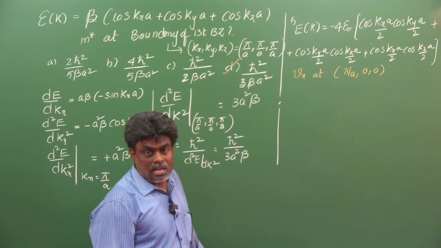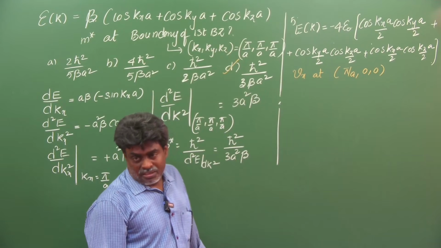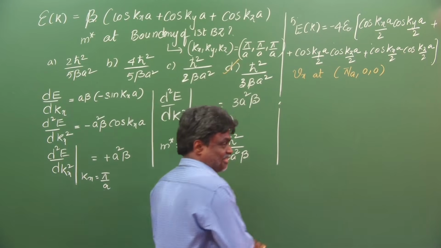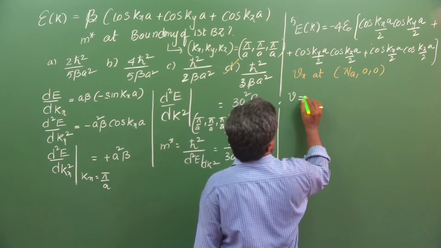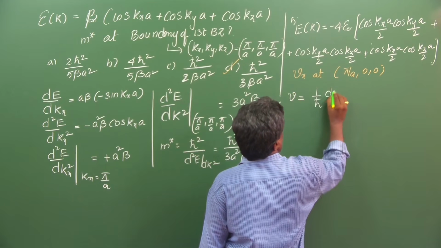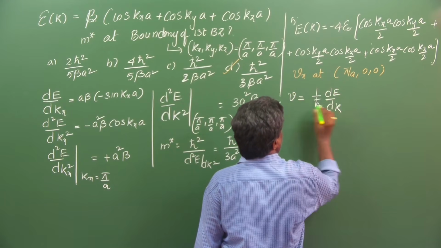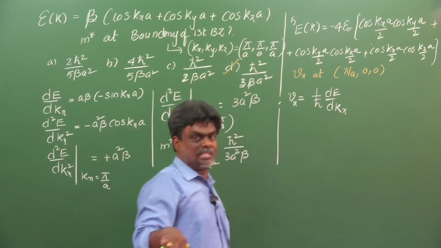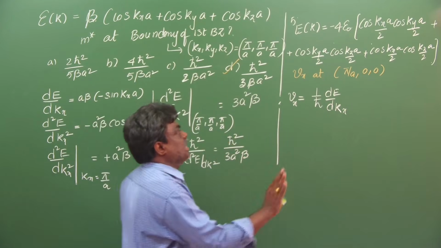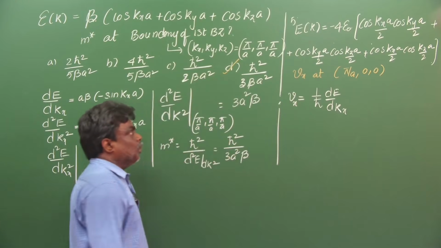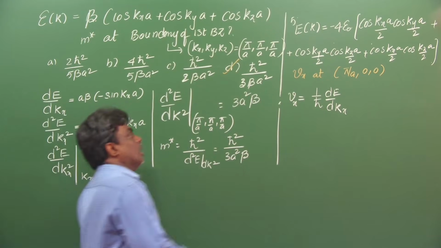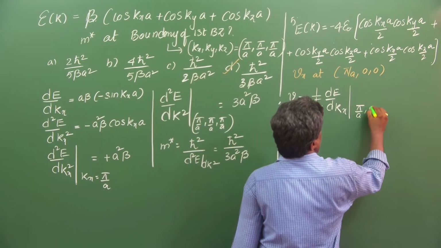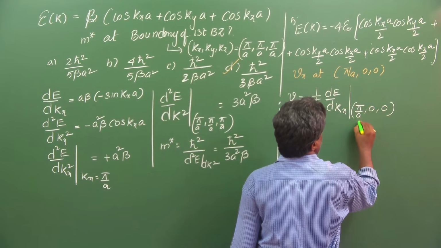He is not asking m star. Velocity equal to 1 by h cross dE by dk. Which component? X component. That's why you have to differentiate only with respect to kx, keep ky, kz as they are. Only the kx term differentiate. After that, substitute kx is pi by a, ky is 0, kz is 0.